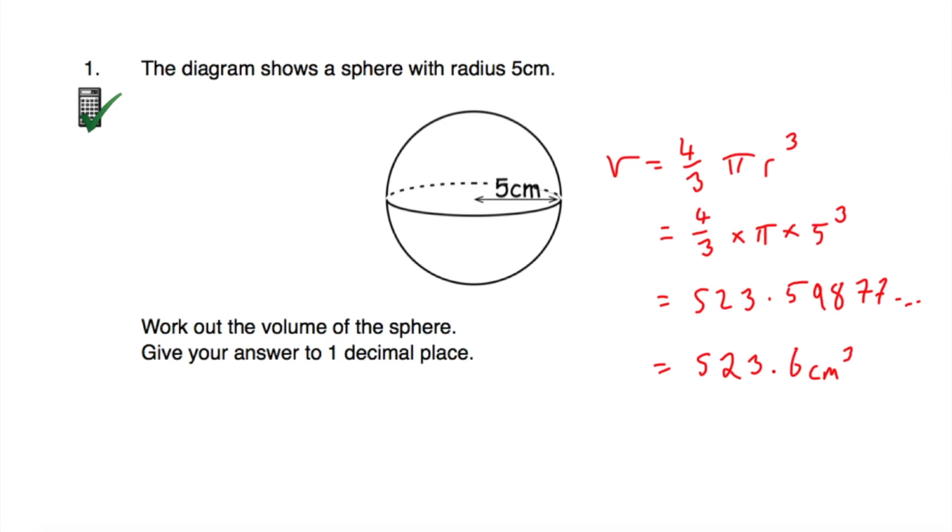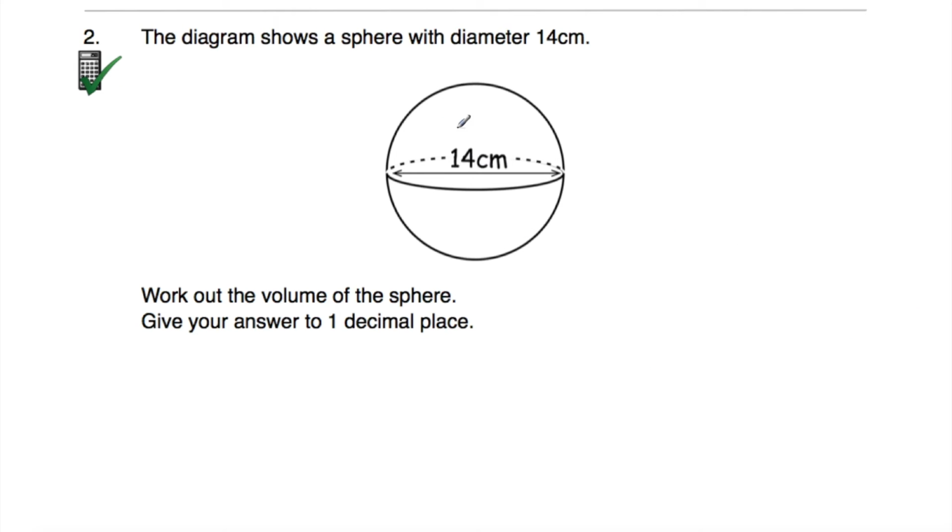Okay, let's have a look at our next question, question number 2. Here we've got another sphere, but this time we've been given the diameter. The diameter of the sphere is 14 centimeters. We've been asked to find the volume of the sphere, and to give our answer to one decimal place. The volume is equal to 4/3 pi r cubed. So we're going to do 4/3 multiplied by pi multiplied by the radius cubed. The diameter is 14 centimeters, so the radius, which is halfway across, would be 7 centimeters. So it's going to be 7 cubed.